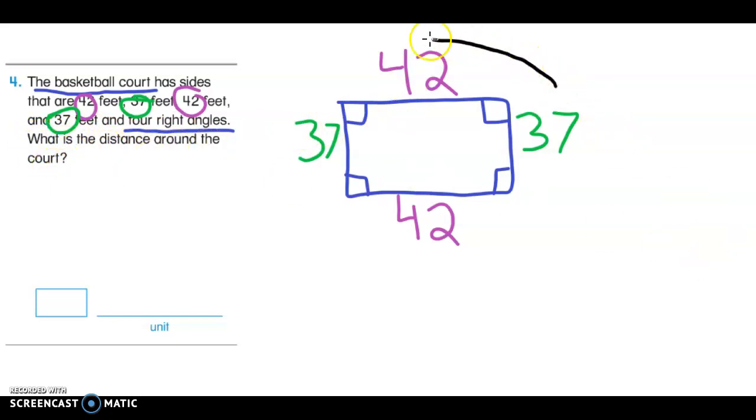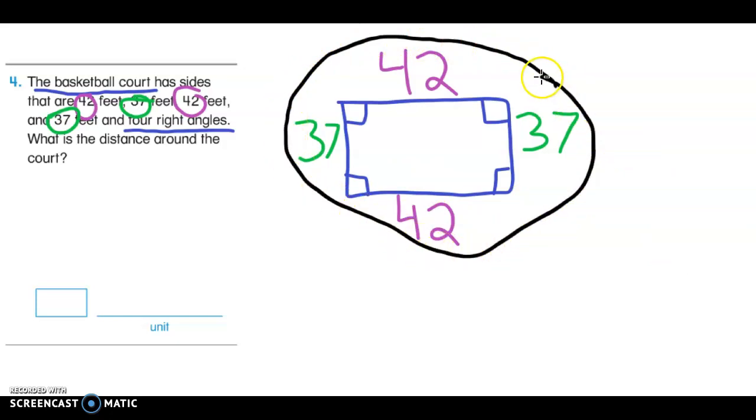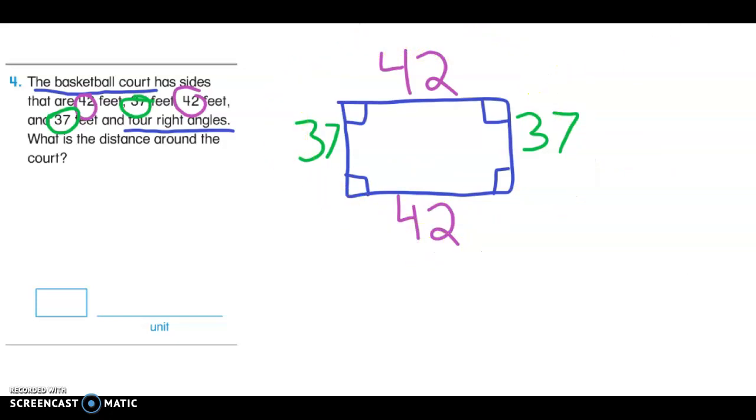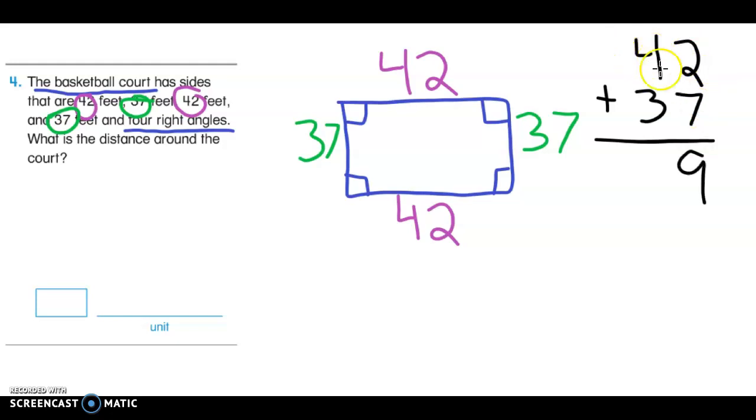That means that I have to find the distance of all of this together, every number. Okay, so to do that, I have to add the numbers together. I'm going to do 42 plus 37. I add my ones first. 2 plus 7 equals 9. Then I add my tens. 4 plus 3 equals 7. My answer is 79. I've only added 2 of these numbers. I have done this 42 and this 37. I still have another 42 and another 37 to add.